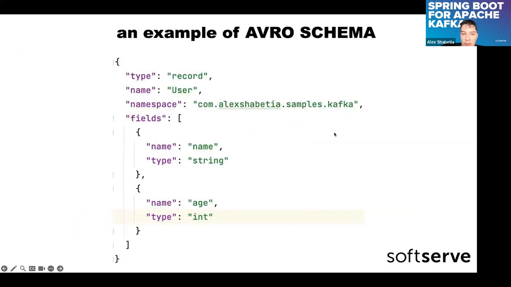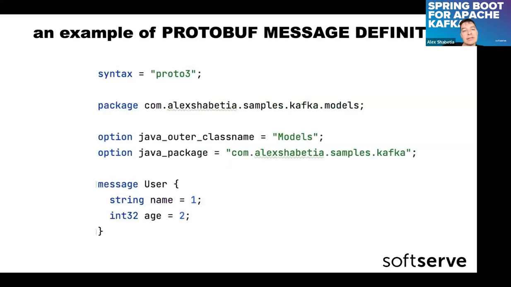Here is an example of an Avro schema. Avro is usually described with JSON. There is a plugin for Java that allows creating Java objects from these format descriptions. And here is an example of a Protobuf message definition. It uses another format than JSON for definition. There are also plugins to create Java objects from the definition.